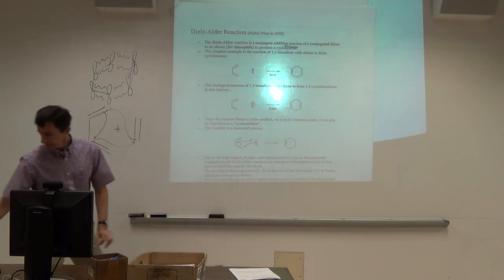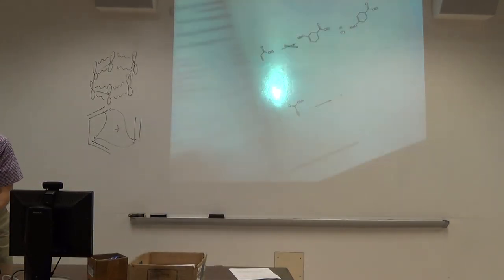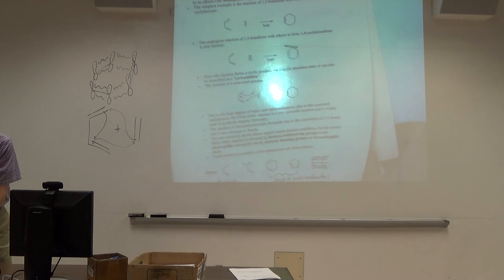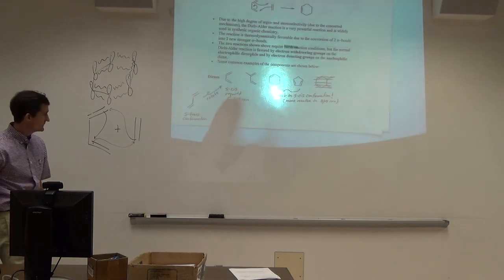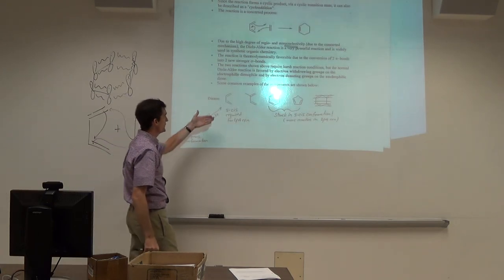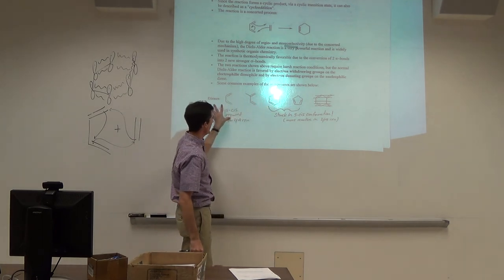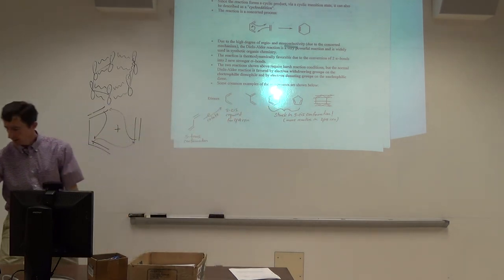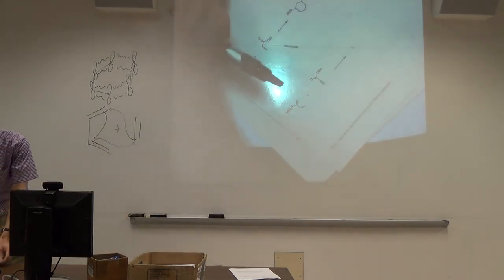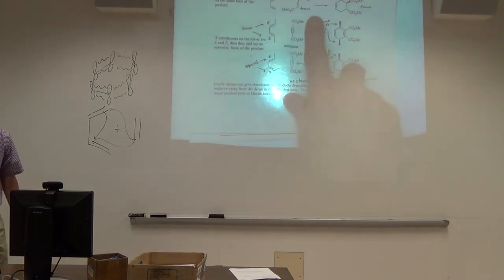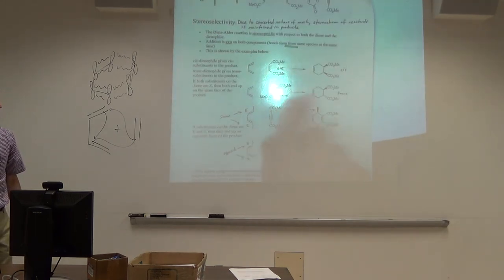Okay, we're about out of time. Please look ahead on the Diels-Alder. We're going to have non-symmetrical dienes. How do you deal with non-symmetrical dienes? What does S-cis mean? Then we're going to have stereochemistry. Please look at the stereochemical outcomes.